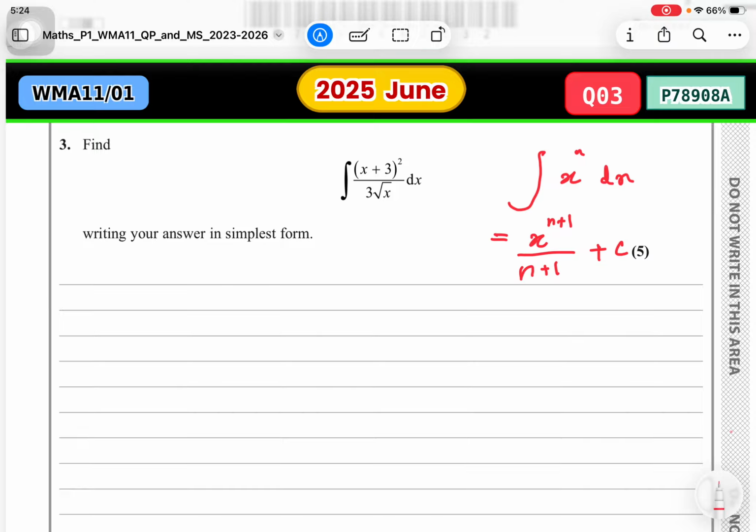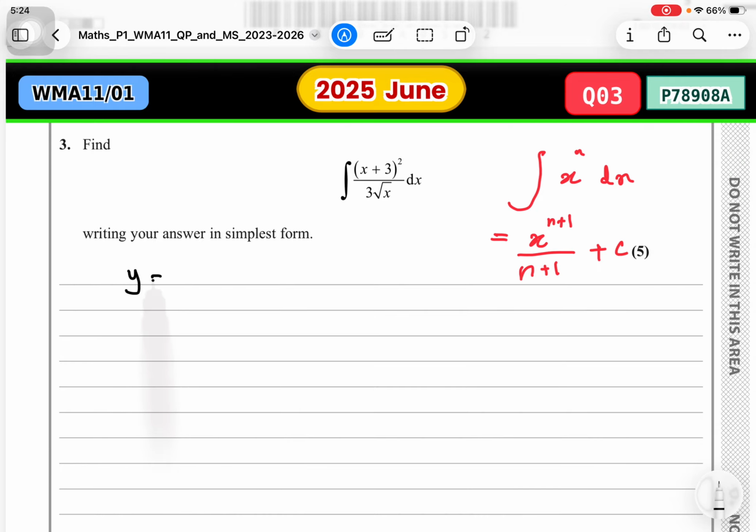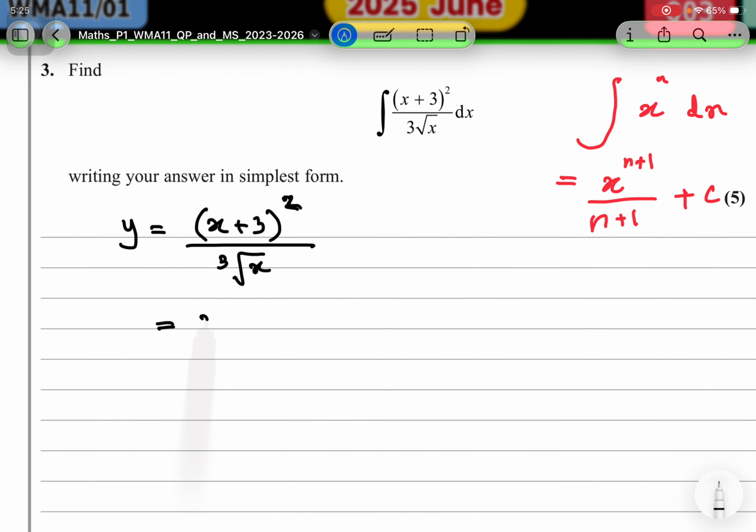Before doing any integration step, we want to simplify our y equation. Here it's x plus 3 whole thing squared divided by 3 root x. First of all, what is this x plus 3 squared? That is going to be x squared plus 6x plus 9. So you divide it by 3 root x.